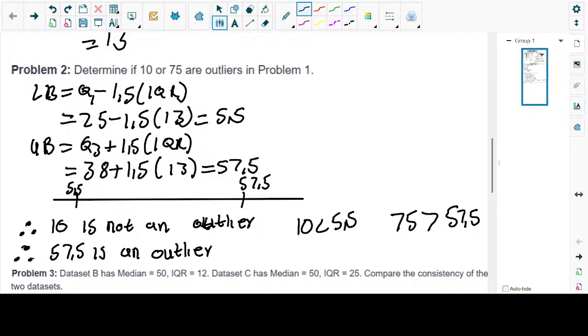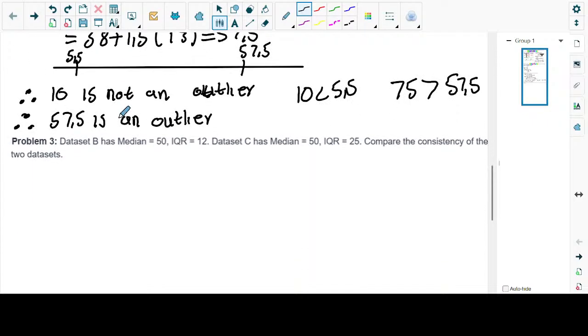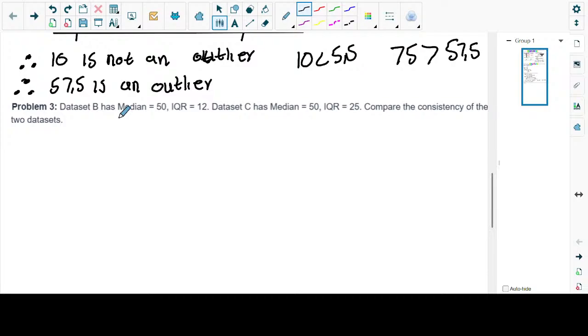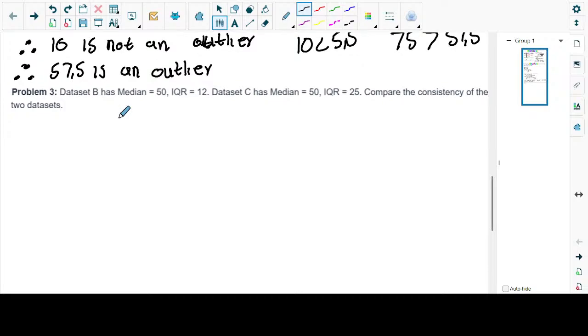Our next question, problem 3, says data set B has a median of 50. Did we talk about median? Okay, but let's do this. We are going to give you this one as homework for those who are available today. So we are going to check the outlier on your own here because time is no longer on our side.